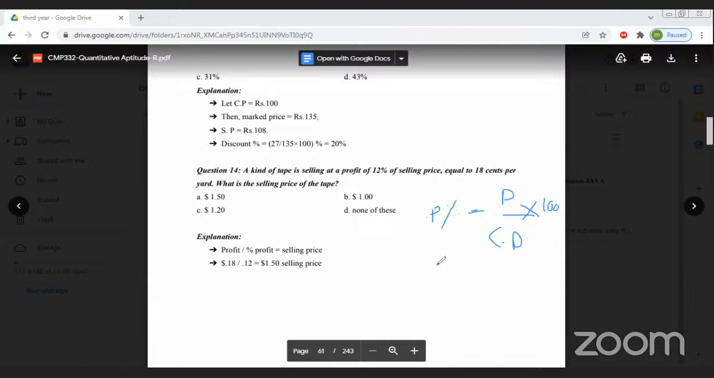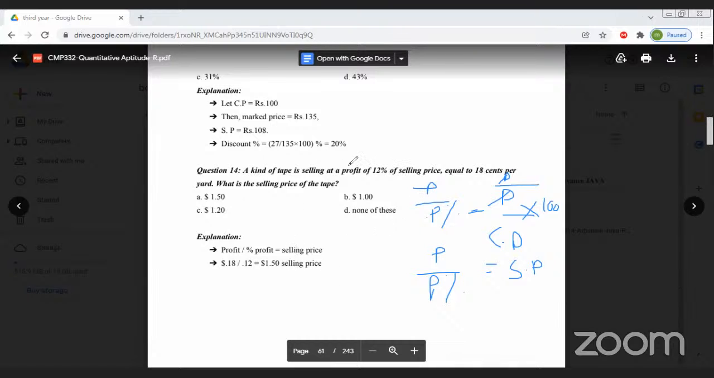Let's see how this formula will work. Profit upon profit percent equals selling price. If I divide profit by profit, both will get cancelled, so you are going to have cost price, but you need to convert it to selling price. So instead of profit, can I write SP minus CP? When you solve it, you are going to get the answer. That is SP.